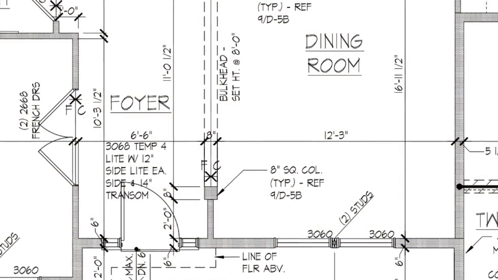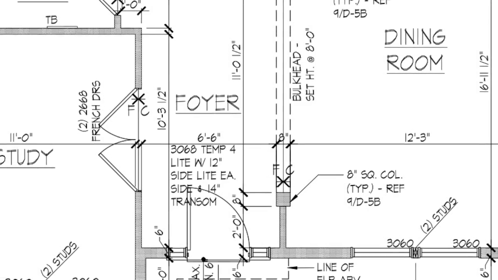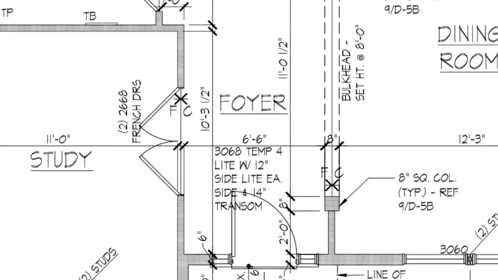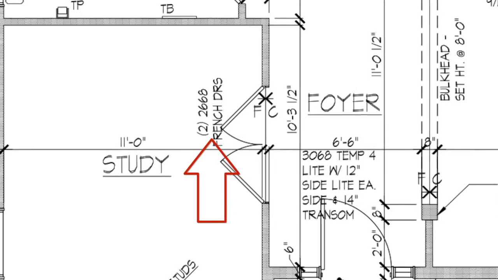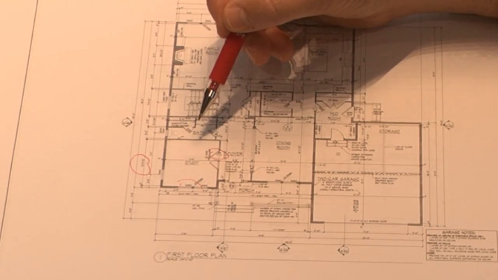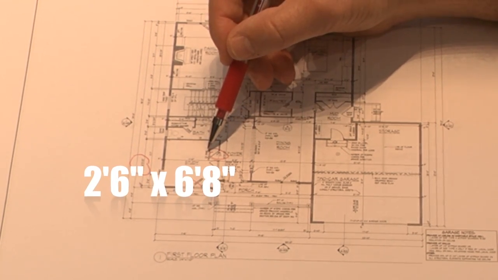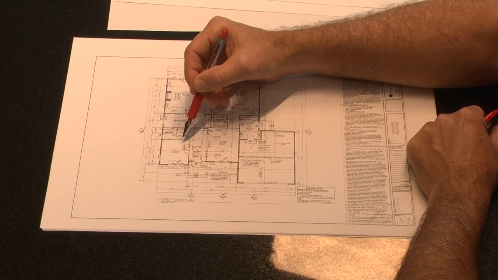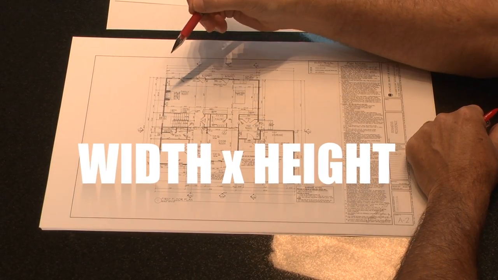Going from the foyer into the study, you'll notice there's a set of a double swing door. It says here 2668. That means there are 2 doors. Each door is 2 feet 6 inches wide by 6 feet 8 inches tall. So the key thing to remember when you're looking at doors and windows is its width, then height, and its feet and inches.